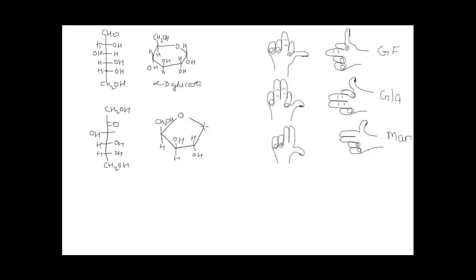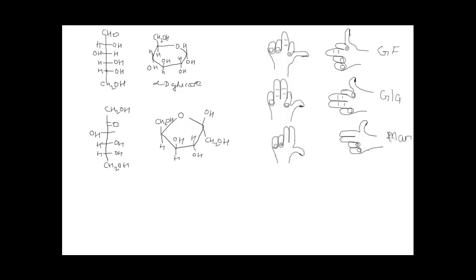Now if this is a beta, the OH points up. If this is alpha, the OH points down. So in this case, let me draw beta fructose. If it's a beta fructose, the OH points up. If the direction of this and this are the same, it's a beta compound, and we have our CH2OH right here. So carbon 1, carbon 2, carbon 3, carbon 4, carbon 5, carbon 6, this is our fructose.